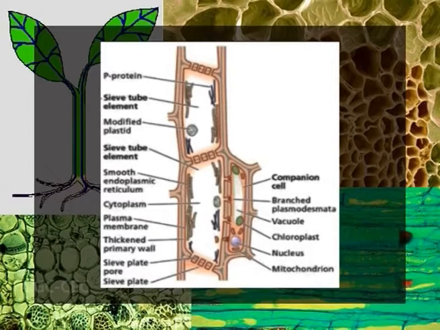Each sieve tube element is associated with one or more companion cells, which take over some of the essential metabolic functions, like protein synthesis, that are reduced or lost during differentiation of the sieve tube element. The sieve element and companion cell are often considered as a functional unit called the sieve element companion cell complex.